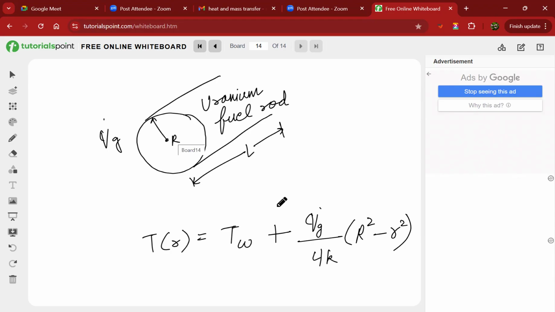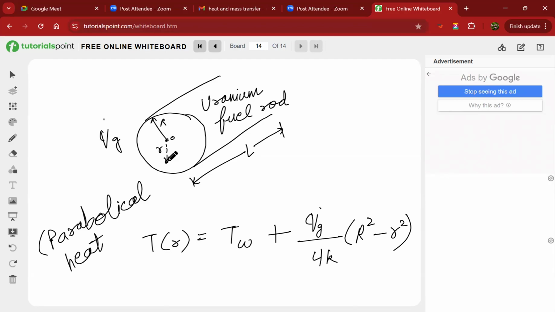What is small r? Suppose I want to know the temperature at a distance small r from the center of the uranium fuel rod. So at a distance small r from the center of the uranium fuel rod, we can write it as this. So it is parabolic. This is also important; it can come in match the following, or in MCQs. So the parabolic variation in case of a solid cylindrical fuel rod having an internal heat generation.